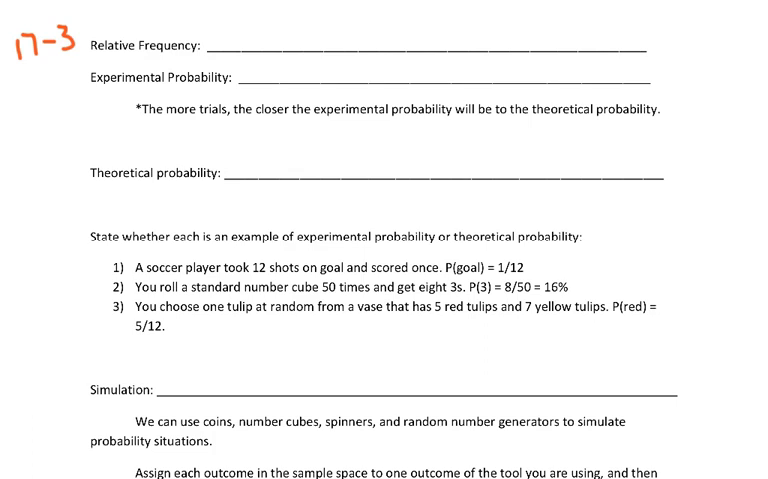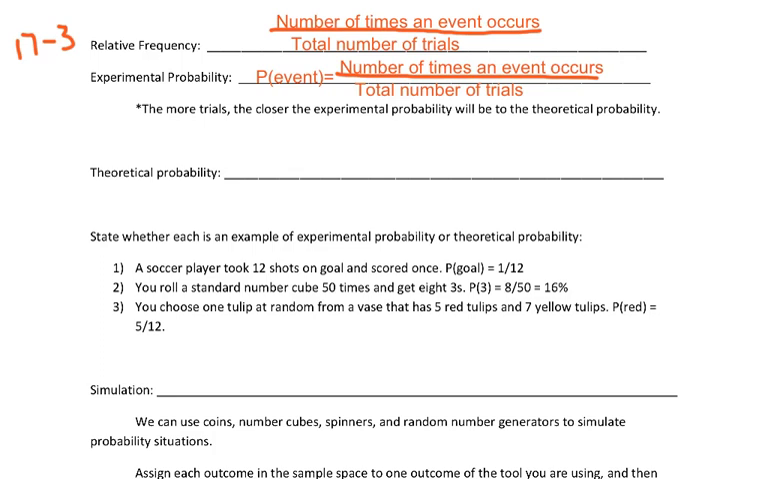The relative frequency is the number of times an event occurs divided by the total number of trials. And again, relative frequency and experimental probability mean the same thing. So you find the experimental probability or relative frequency by dividing the number of times an event occurs by the total number of trials done. Make sure that you are familiar with this notation. P parentheses event means the probability of the event happening.